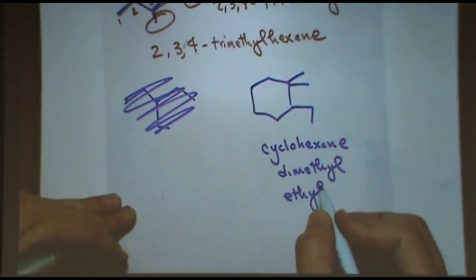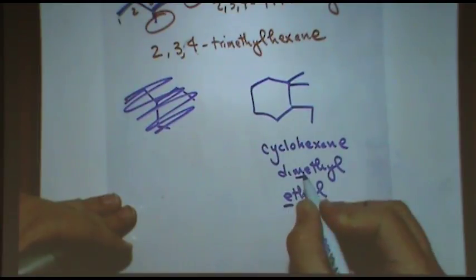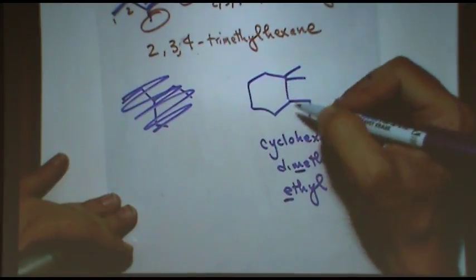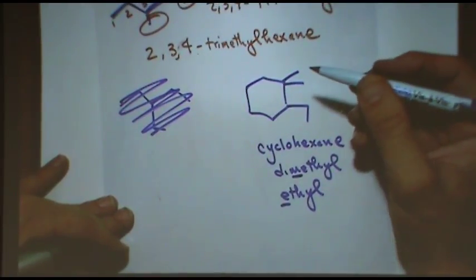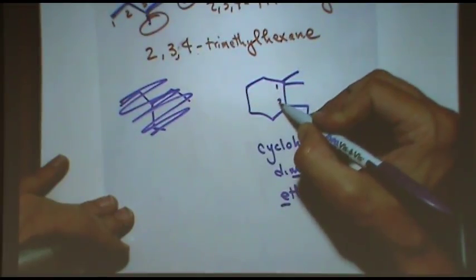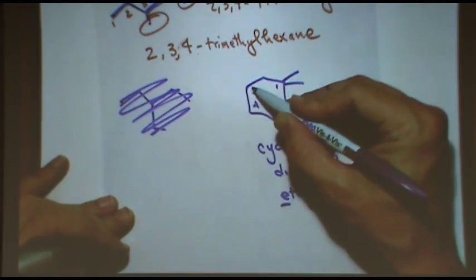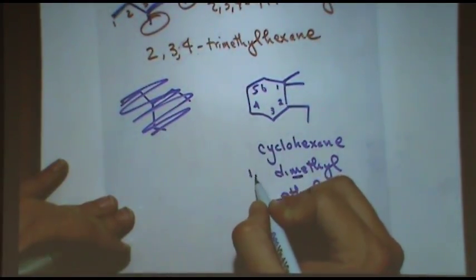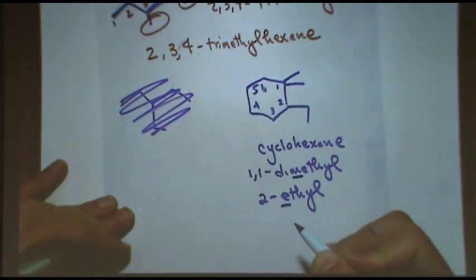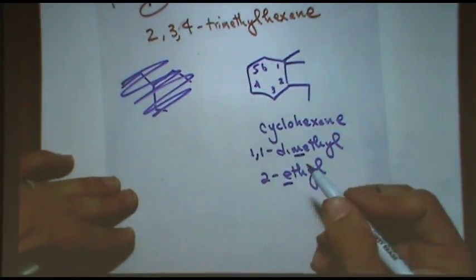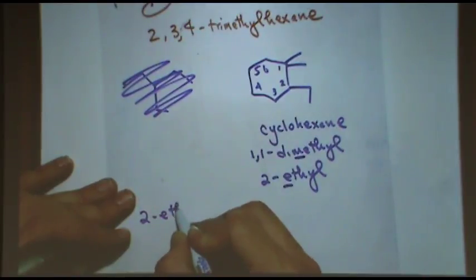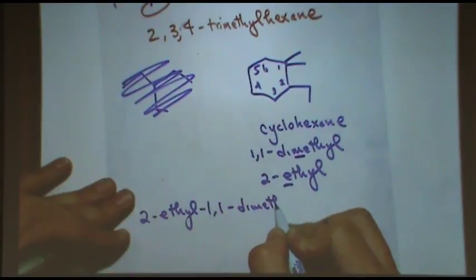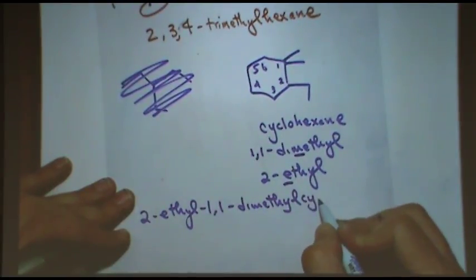Okay. So you have to name this in order. E before M. And then you need a low set of numbers. So where should my 1 be? Yeah, let's try this. 1, 2, 3, 4, 5, 6. Let's see if this gives us a low set of numbers. This would be a 1, comma 1 dash, and this would be a 2 dash. So yeah, that's a great low set of numbers. 2-ethyl-1,1-dimethylcyclohexane.